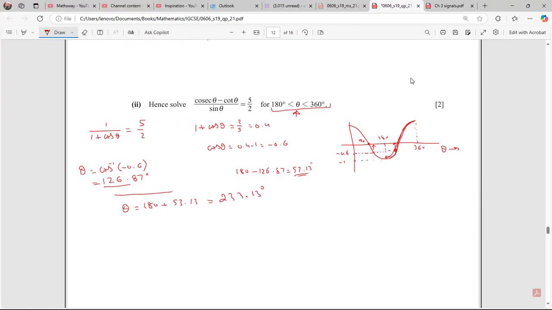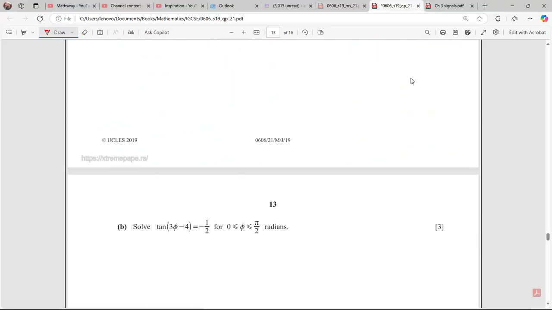So this is the answer. You can see that this angle, 233 degrees, lies between this range, right? So this is my answer. Okay, I hope it is clear.